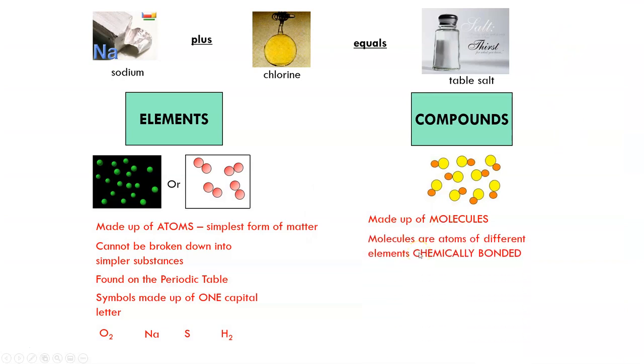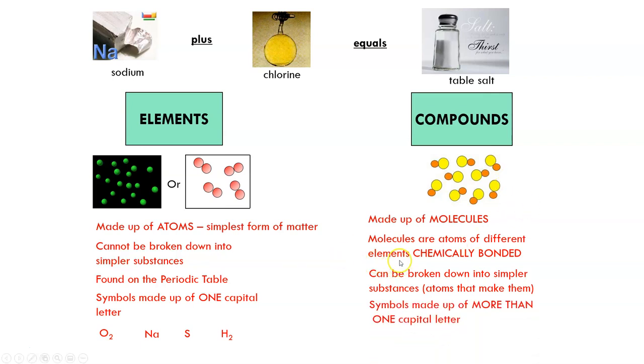Now, molecules contain atoms of different elements chemically bonded together. So if it's two atoms of the same element bonded together, it's still considered an element. But if there are atoms of different elements bonded together, then we would call it a compound. Compounds can be broken down into simpler substances. You can break them apart into the atoms that make them up. And you can recognize the symbol or the chemical formula for a compound because it will be made up of more than one capital letter. So things like water, carbon dioxide, glucose, or sulfur dioxide.